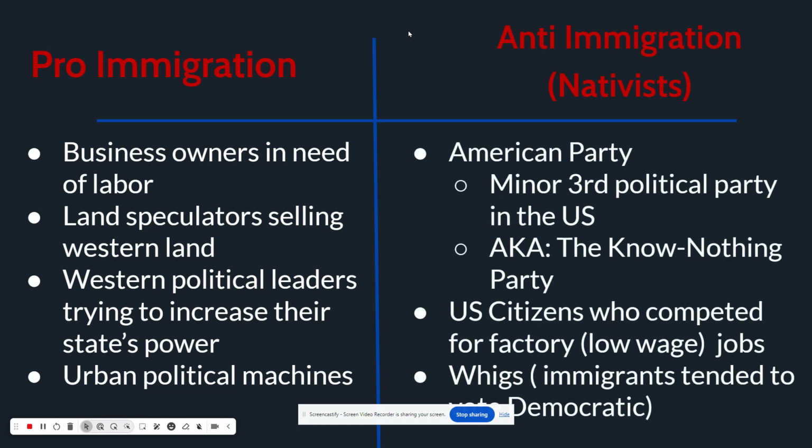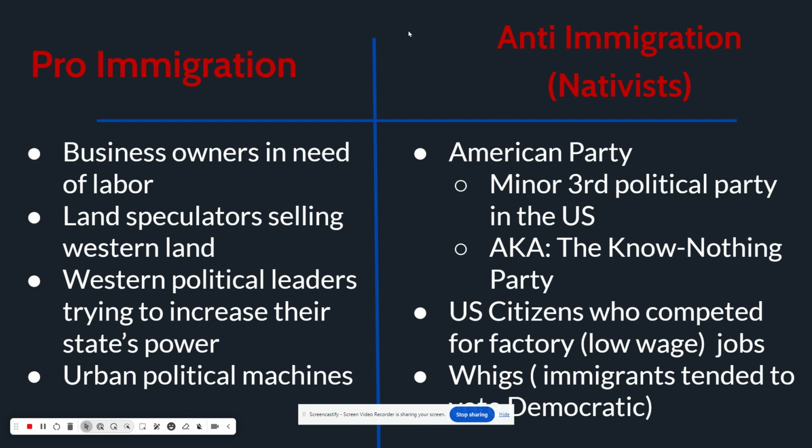People who were against immigrants we sometimes called nativists, and there's actually a minor third party that will develop in the United States called the American Party. They're also known as the Know-Nothings for their secretiveness. They wouldn't talk about it. When asked about anything related to their political affiliation, the members of the American Party would say, "Oh no, I know nothing. I don't know what you're talking about."